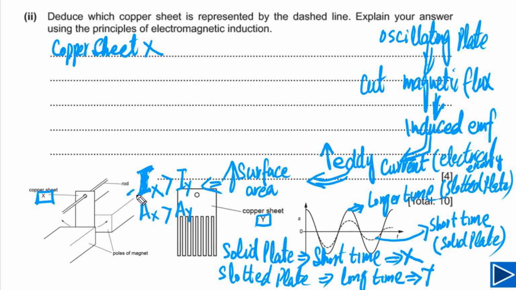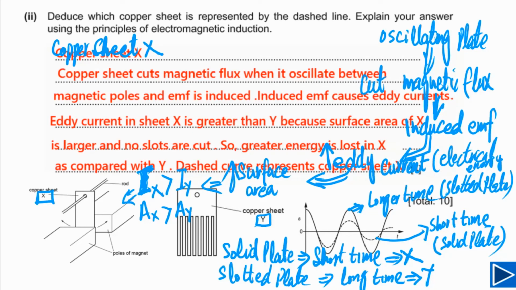It simply means that energy will be dissipated very quickly in the solid plate, meaning its mechanical energy will be converted into electrical and then electrical will be converted into thermal due to eddy currents. Because the conductor also has resistance, the electrical energy will be converted into thermal energy. And that's all we need to write down for this question. Let me show you the answer, how you can write it down. This is how you can write down your answer.